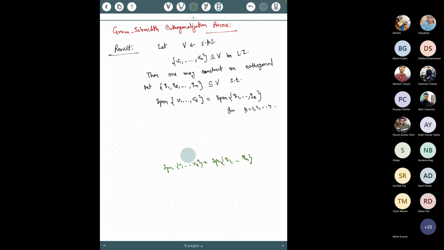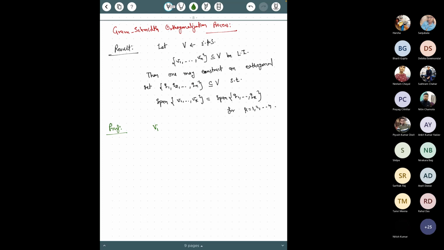Okay, so how to prove this? First, we will generate two or three vectors so that we understand the process, and then we can use induction to prove this. Let us first understand how to do that. Suppose that instead of these n vectors, we have only one vector v1. It's linearly independent, which means v1 is a non-zero vector. Then how can we generate an orthogonal set q1 such that the span of v1 is equal to the span of q1? Can you tell me what would be that q1?